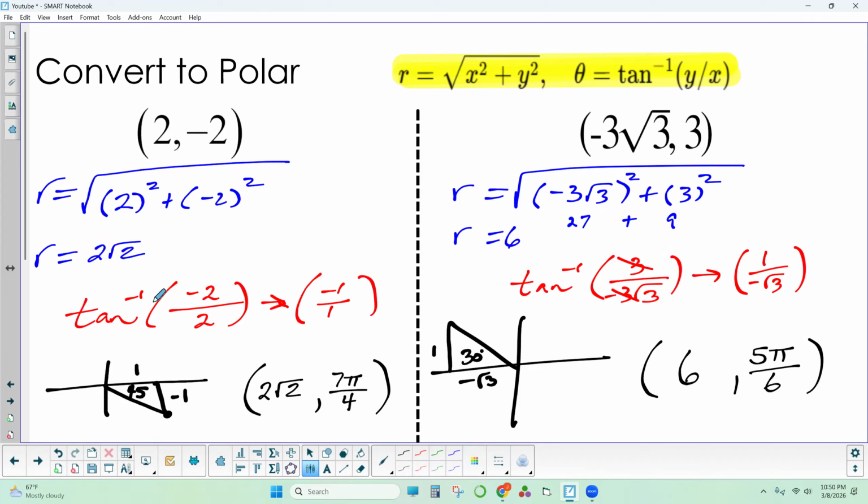Okay? So these 4 conversion identities we're also going to use in converting polar and rectangular equations, and that's what we will look at in the next video. So I hope to see you there.